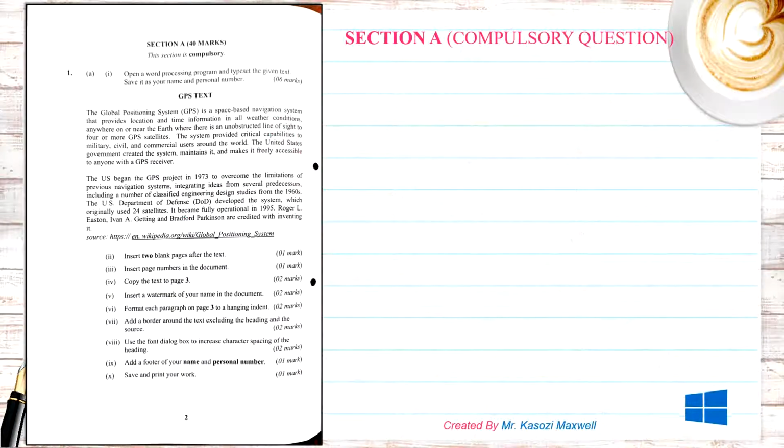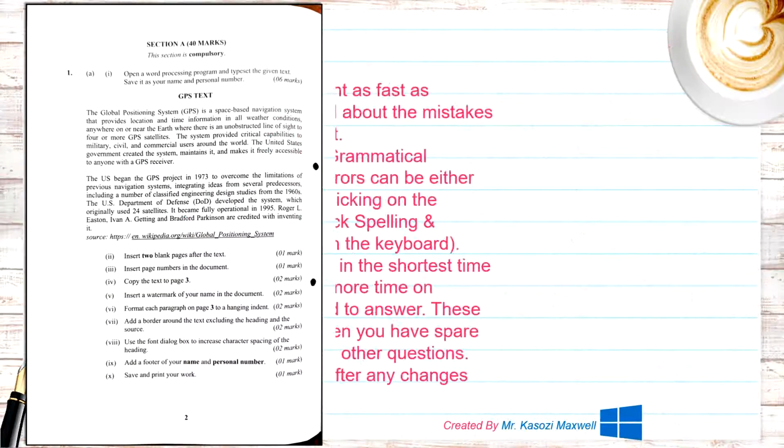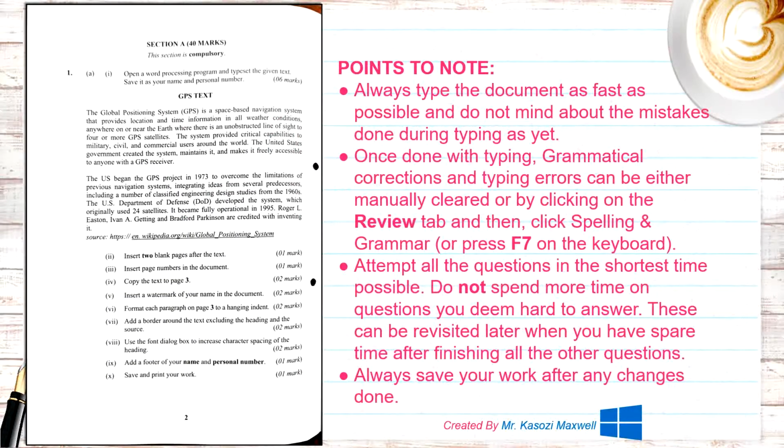Section A, compulsory question. Points to note. Always type the document as fast as possible and do not mind about the mistakes made during typing yet. Once done with typing, grammatical corrections and typing errors can be cleared manually or by clicking on the Review tab and then clicking Spelling and Grammar, or pressing F7 on the keyboard.